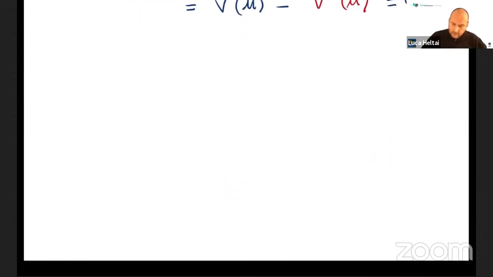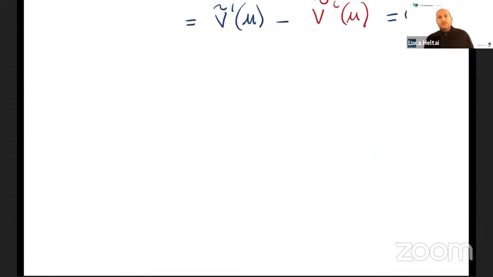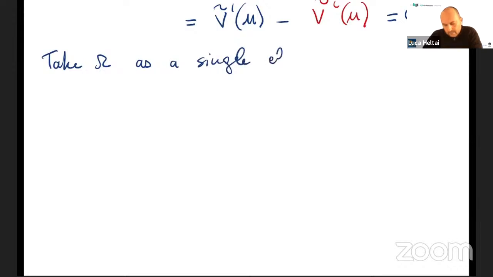Okay. So let's now apply this to our finite element interpolation approximation errors. So let's now take a look at how to estimate the interpolation on a single specific element. And let's see what are the consequences of this. Okay, now let's take omega as a single element of our triangulations.